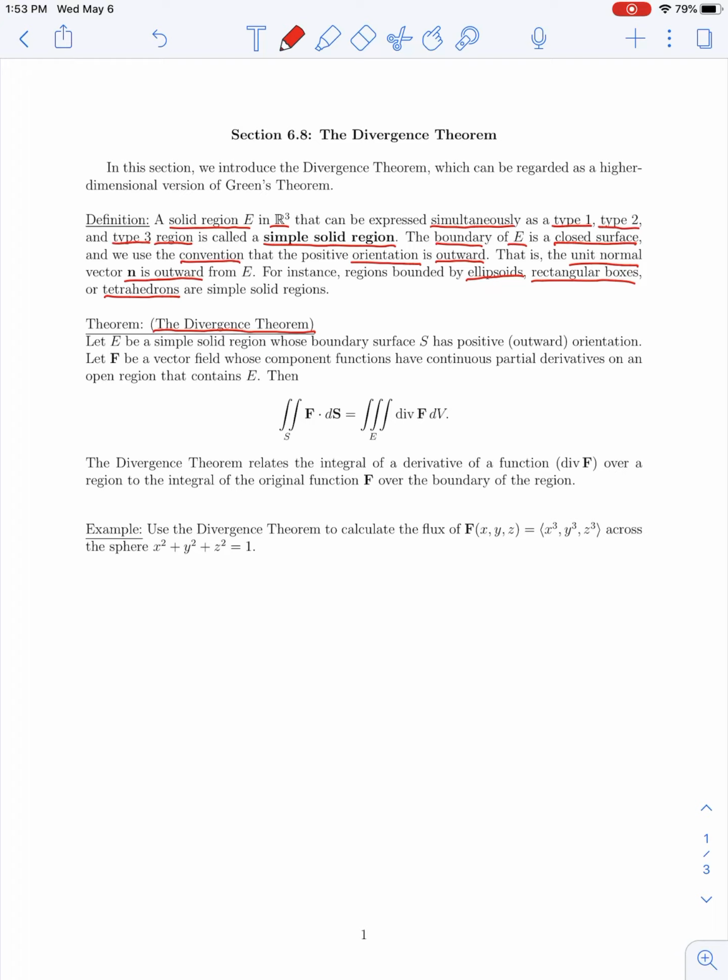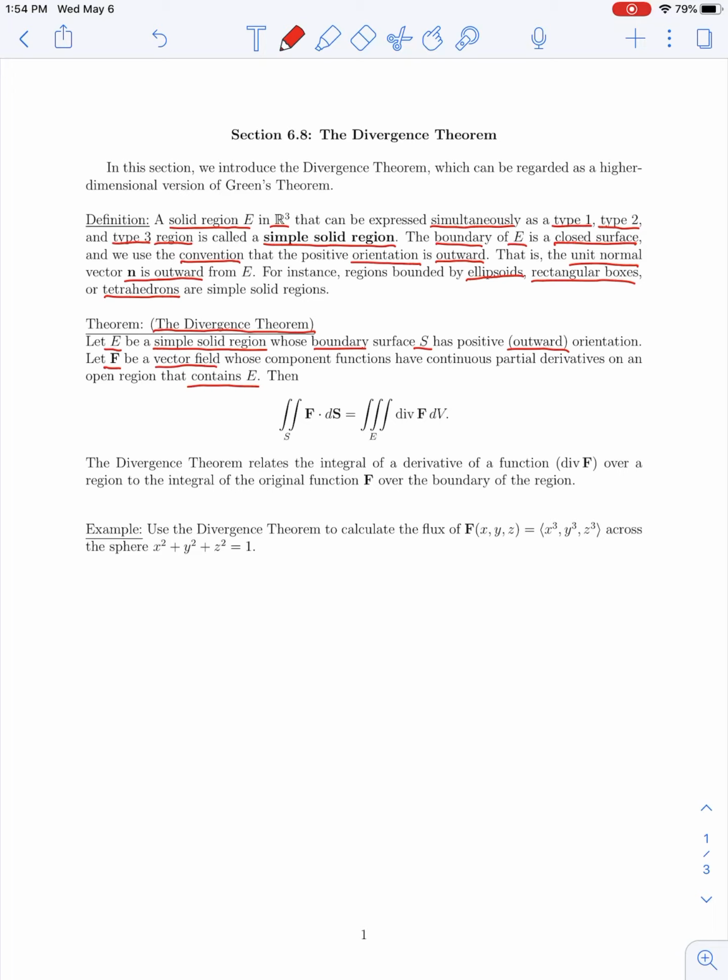Here's what it says. Let us suppose that we have some region E, which is a simple solid region, and the boundary of that region is some surface S, which has the positive or outward orientation. And let us suppose that we have some vector field F, whose component functions have continuous partial derivatives on some open region of space that contains the solid E. That is, this vector field is relatively nice over our solid region E.